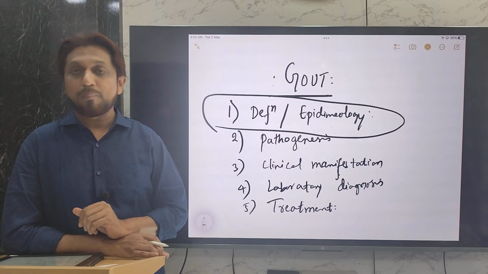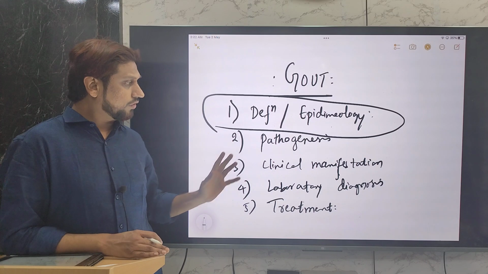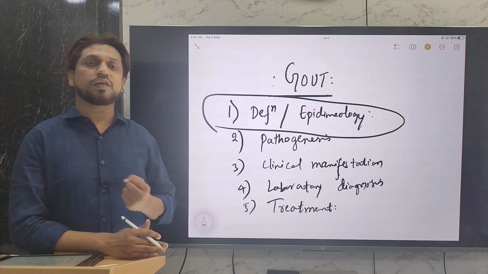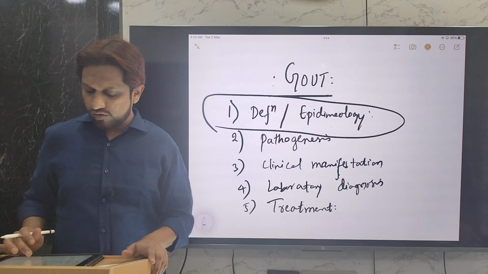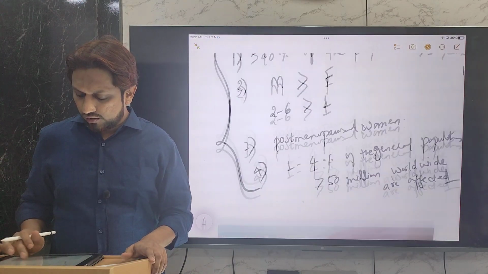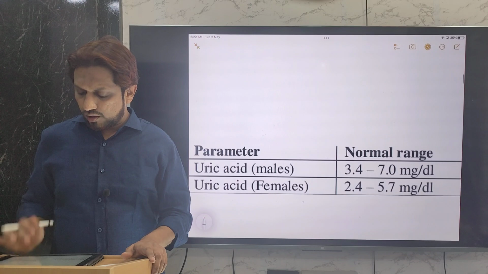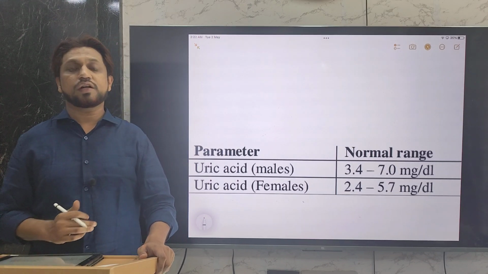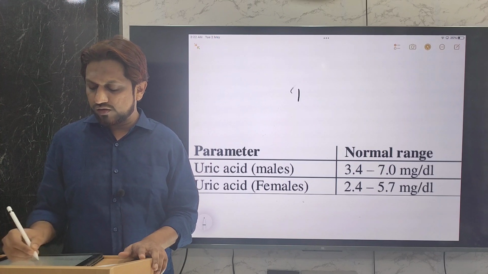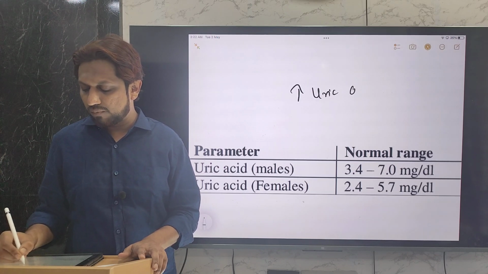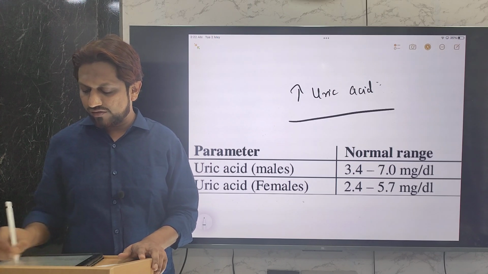Now come to the pathogenesis, that is, how this disease will develop. What are the pathophysiological conditions and all. As I said in the definition itself, it is a hyperuricemic condition. That is, it is mainly due to an increase in the uric acid level in the blood. So you should know what the normal uric acid level is.